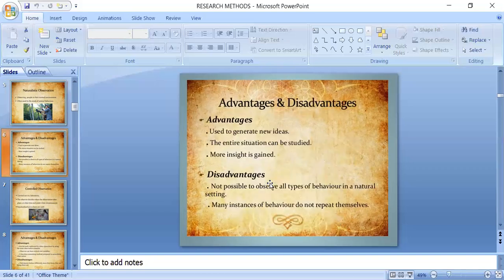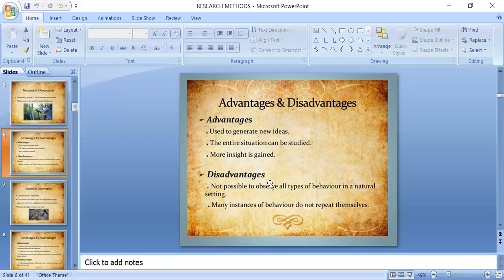Advantages and disadvantages of naturalistic observation. Advantage one is it is used to generate new ideas. Obviously, if a person sees you in your original condition, in your realistic condition, then to some extent they can predict your personality. They can predict your upcoming future success.